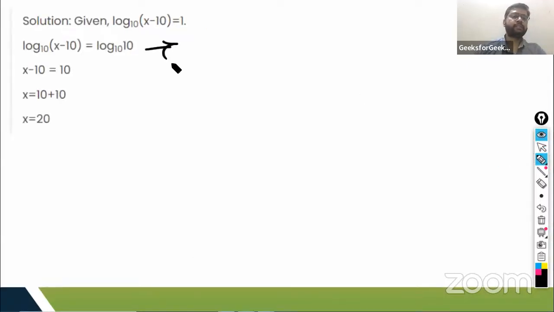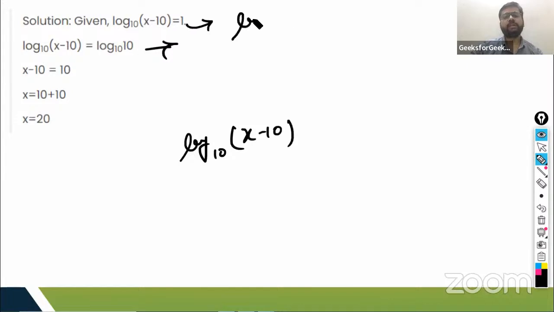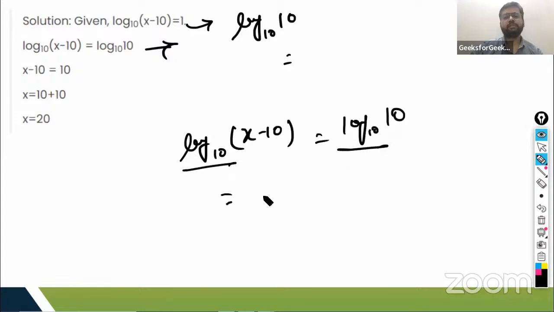The question is very easy. Just apply one: log base 10 of x minus 10. And 1 can be written as, I hope I have mentioned that part, the base is same, so log base 10, 10. Base 10, base 10. So x minus 10 is equal to 10. X is equal to 20.